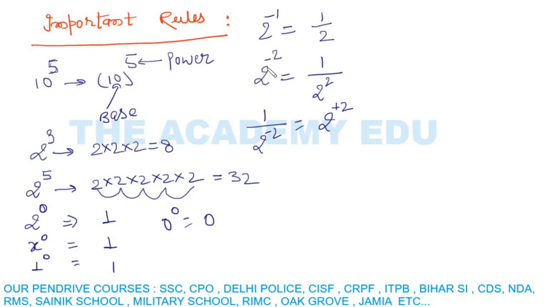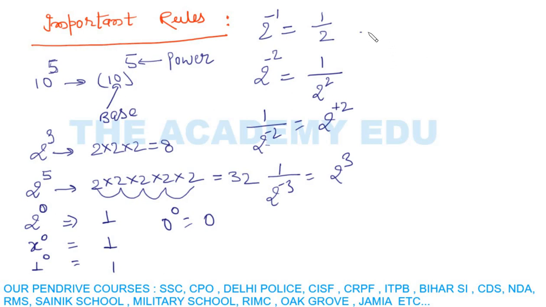If it is 2 raised to the power minus 2, it can be written as 1 upon 2 raised to the power 2. If it is 1 upon 2 raised to the power minus 2, how can you write it? Bring it to the numerator and the power minus becomes plus. Similarly, if I have 2 raised to the power minus 3, how can I write it? 1 upon 2 raised to the power 3. So this is the thing behind this Power and SURDS chapter.